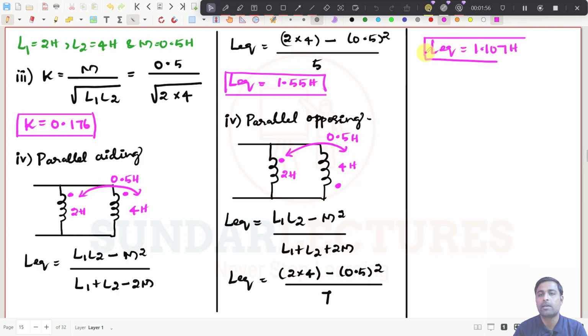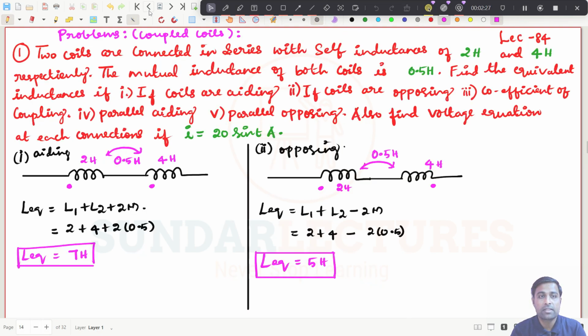1.107 Henry. Right, this is the final answer. Try to understand one thing. What is the equivalent inductance if coils are parallel aiding? It is 1.55. What is the equivalent inductance if parallel opposing? The coils are opposing connected in parallel. It is 1.107. Here also, aiding gets more inductance and the opposing gets less inductance. So try to understand. Compare these two, you will get a good idea. And what is the next one?